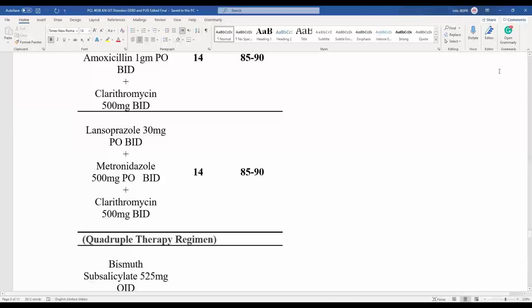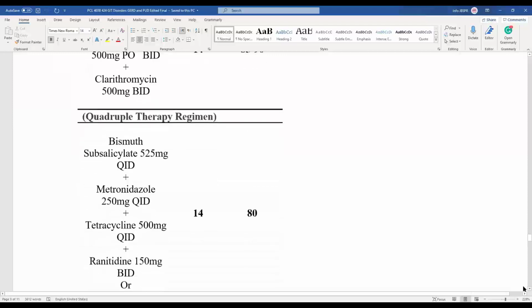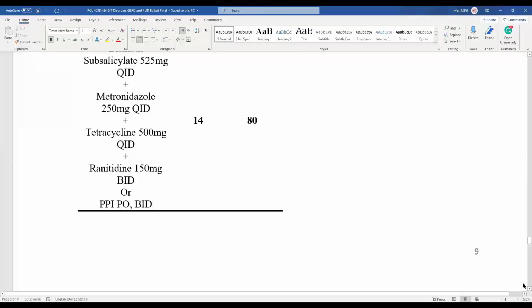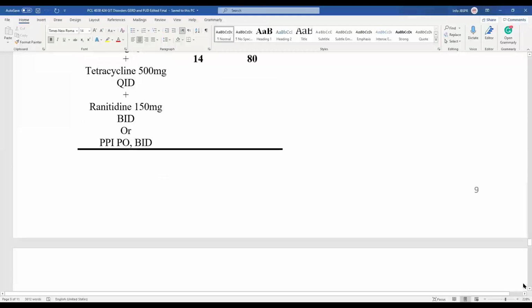Then if the triple combination is not working, we can go for the quadruple therapy, which has bismuth, metronidazole, tetracycline, and then either an H2 receptor antagonist or a proton pump inhibitor. And it's supposed to be given for 14 days.